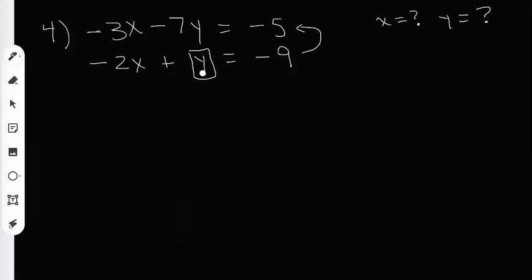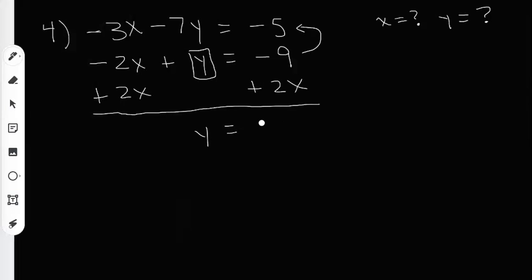So how could I get y by itself? Well, I would have to get rid of this negative 2x. So how could I do that? I could add 2x to both sides. That would neutralize the negative 2 and the positive 2, but realize I would also have to do it to this side too. So I get y is equal to 2x minus 9. So now I know what y is. And now I'm free to plug back into the top equation, which is what I'm going to do next.